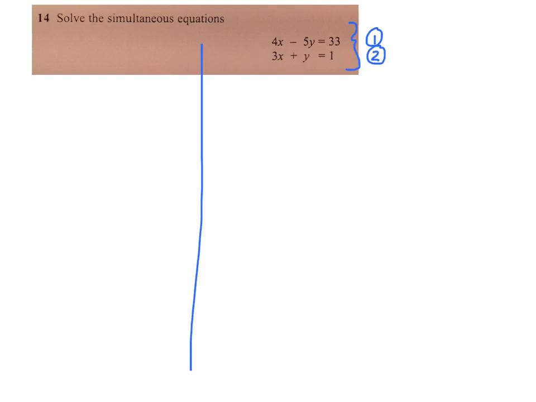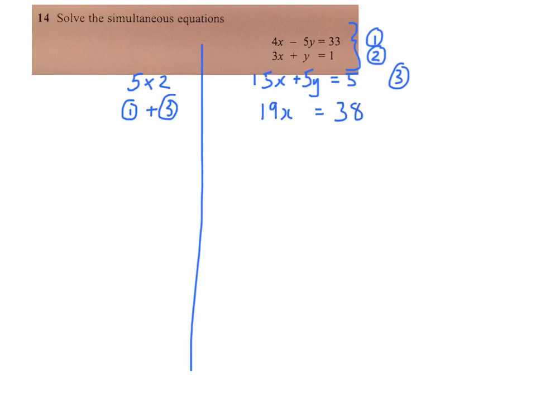So let's see what happens here. Well, firstly, by multiplying everything by 5 in equation 2, my new equation, equation 3, is 15x plus 5y is equal to 5. Now I'm going to add equations 1 and 3 together. And when I do that, 4x plus 15x gives me 19x, minus 5y plus 5y means I've got no y's, so I've eliminated y, and 33 plus 5 is 38. Now, divide both sides by 19, so I can work out that x is equal to 2.